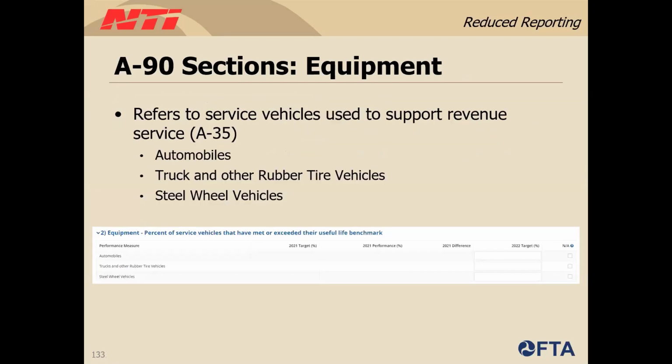In the equipment section, you will report the percentage of service vehicles that have met or exceeded their useful life benchmark in 2022. Again, check the NA box for service vehicle types that your agency does not operate.